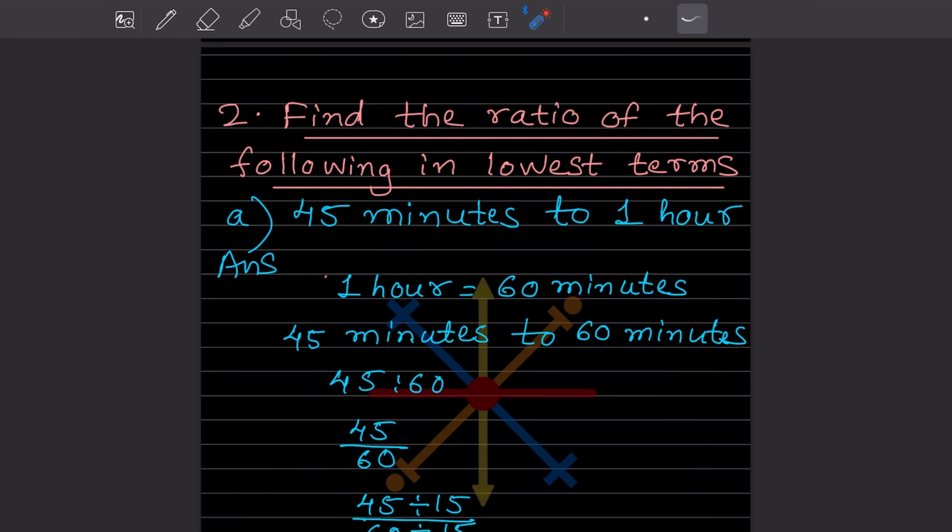So now look at here. First, what are we going to do? Because we are going to compare these two. So now this 1 hour is 60 minutes. So now this is 60 minutes and this is 45 minutes.